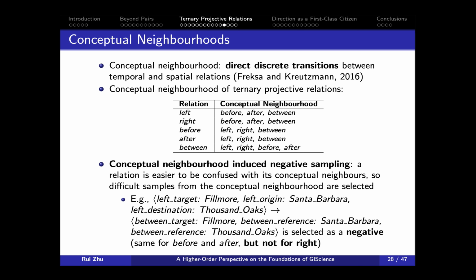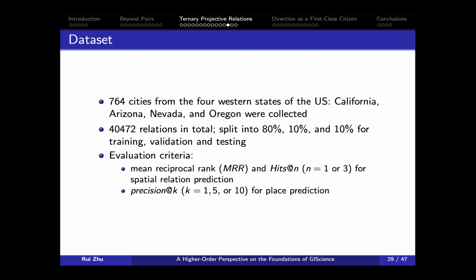However, the relation left will not be sampled here because it is not the neighbor of right based on this table. To evaluate the method, we built a knowledge graph of ternary relations. It comprises 764 significant cities in the 4 western states of the U.S., California, Arizona, Nevada, and Oregon. These data were collected from DBpedia places.